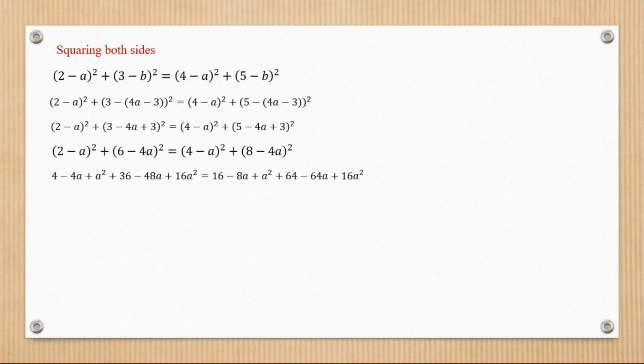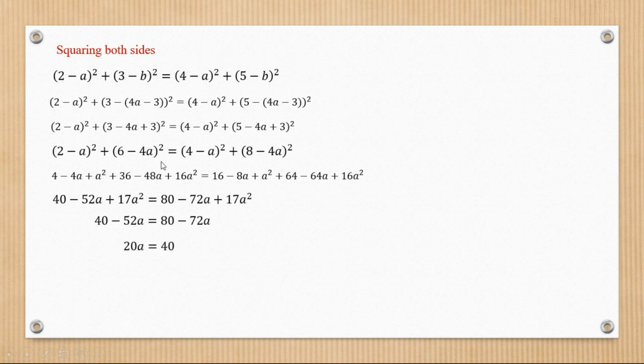First, I can see that some values will add. 36 plus 4 gives me 40. Then negative 4a minus 48a gives negative 52a. Then a squared plus 16a squared gives 17a squared, being equal to, on the other side, 64 plus 16 gives me 80. Then negative 8a minus 64a gives negative 72a, plus a squared plus 16a squared gives 17a squared. Next I can see that the 17a squared terms cancel, and I'll be left with 40 minus 52a equal to 80 minus 72a.